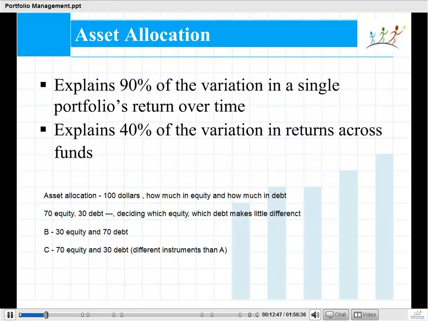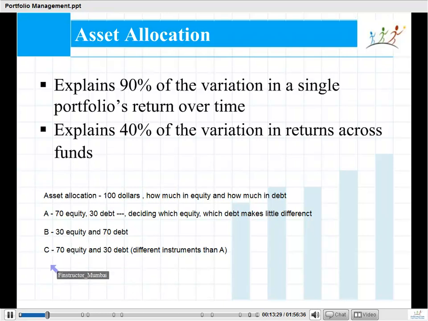Research has shown that 90% of the variation or the volatility of a single portfolio over time, that 90% of the difference between portfolio A over different years, in year 1, year 2, year 3, will be explained because of this 70 equity and 30 debt decision. Had the decision been 30-70, the volatility of returns may have been very different.